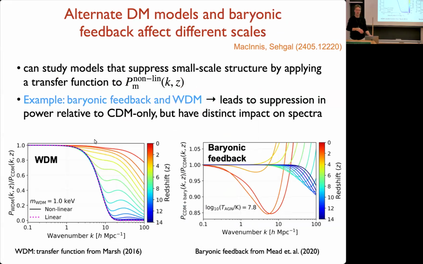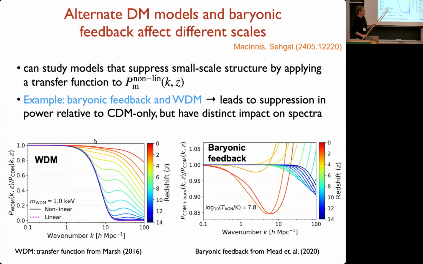Now, we heard earlier, Caitlin mentioned transfer functions, right? So those came up in the discussion previously. What we really want to do is to have the nonlinear transfer function. If you have some model, I'll give you one example here. You can study models that suppress small-scale structure by applying a transfer function to the nonlinear CDM matter power spectrum. And the nice thing is that, in principle, there's no reason why the dark matter model and the baryons should affect all the scales the same way.